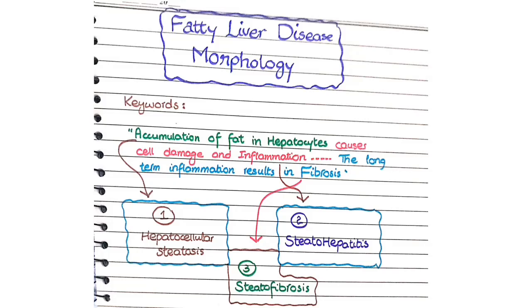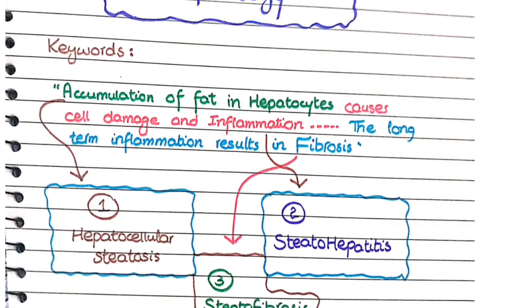In this video, we will discuss the morphological features of fatty liver disease. So let's start. For morphological features of alcoholic and non-alcoholic fatty liver disease, the keywords are accumulation of fat in hepatocytes, cause cell damage and inflammation, and the long-term inflammation results in fibrosis.